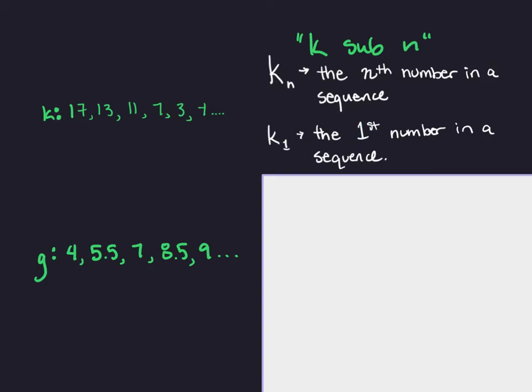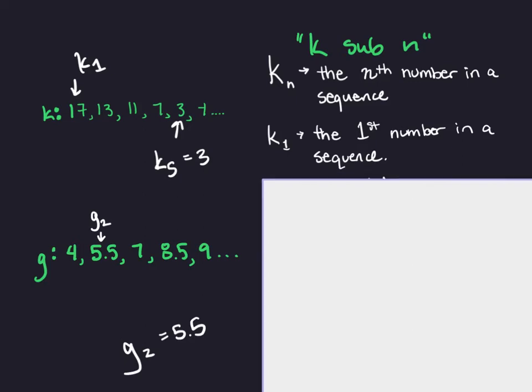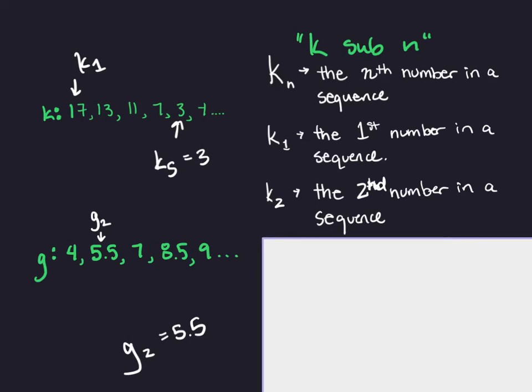So think to yourself, maybe pause before you go on. Okay. What's k sub 1? Well, it's 17. This right here is k sub 1. If I asked you what k sub 5 is, hopefully you would tell me that k sub 5 is equal to 3. If I asked you what g sub 2 is, hopefully you would tell me that that is 5.5, because this right here is g sub 2. Okay, hopefully that makes sense. Let me know if you have questions. So k sub 2, second number in sequence, cool.